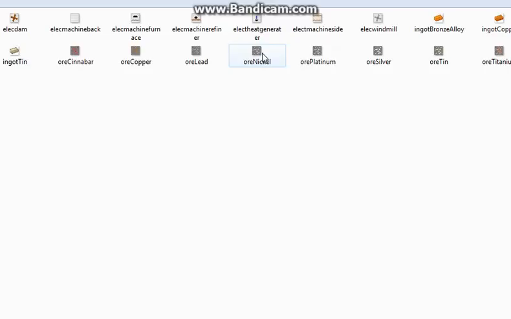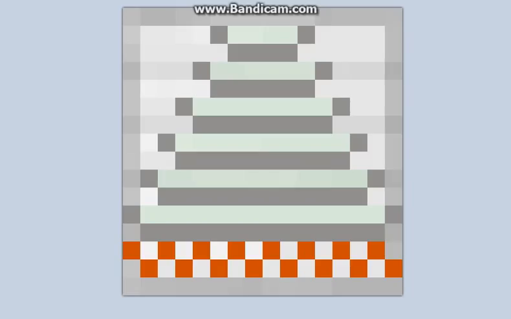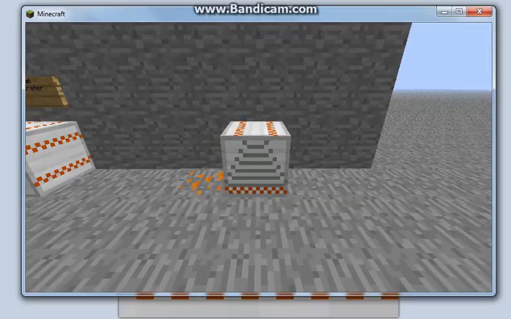I'm honestly kind of confused at this point. So this is what I'm doing for the reactor. Let's see in game. I think it's looking pretty good.